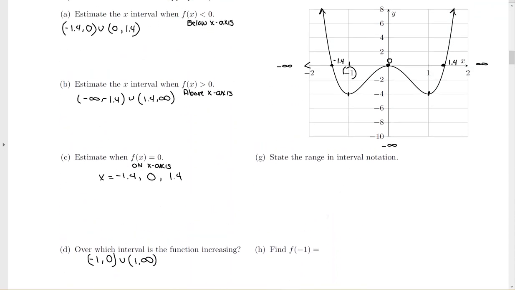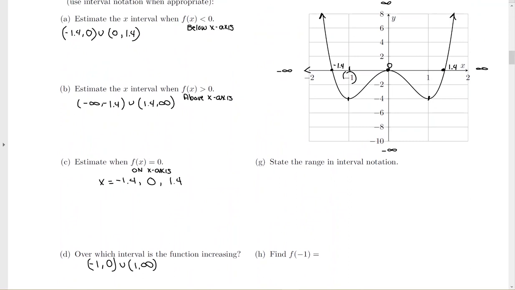The range of this graph, remember, is bottom to top. This is the only time we're really looking at the y-axis. What is the lowest y value to the highest y value? Well, the lowest y value is right here at negative 4. So bracket at negative 4 all the way up to infinity. And again, next to infinity and negative infinity, you'll always see parentheses. You can never put a dot like we can here at negative 4. You can't do that to infinity or negative infinity.